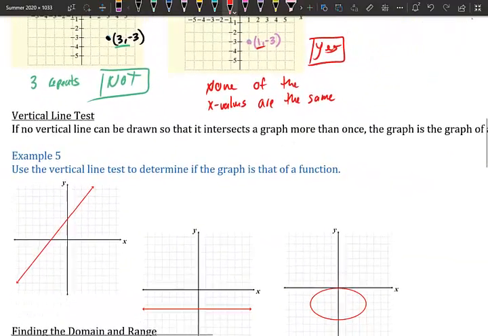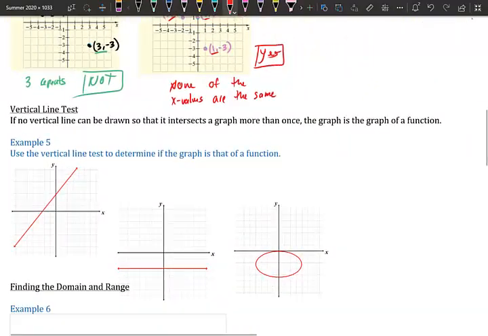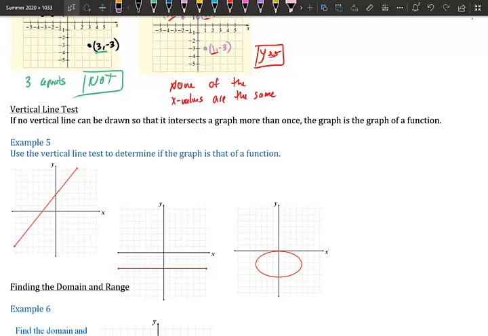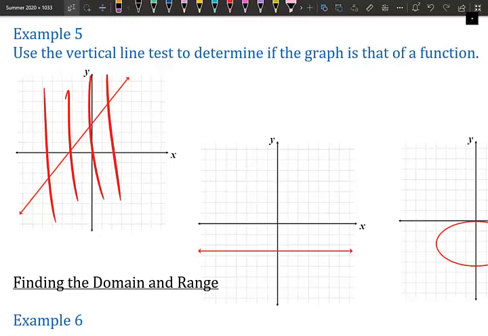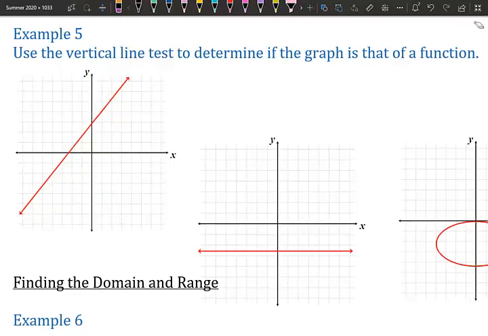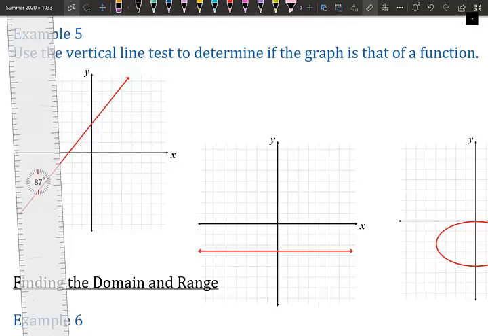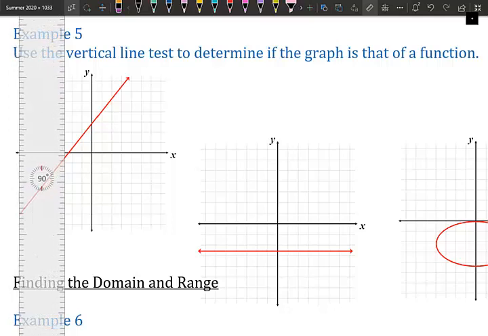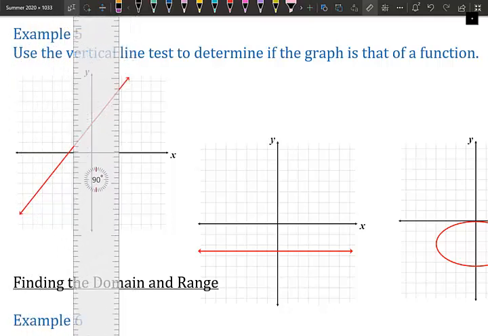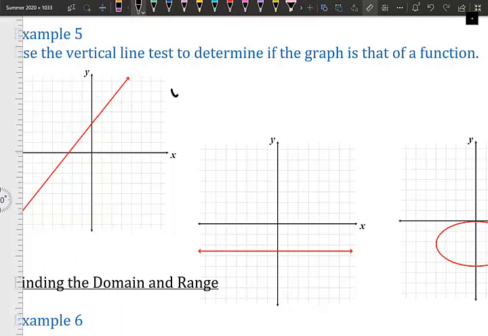Another way we can determine that graphs are a function is using the vertical line test. If no vertical line can be drawn so that it intersects a graph more than once, the graph is the graph of a function. Meaning, this is the one where you do the vertical line thing. I hate the way that looks though. So I like to use my ruler or piece of paper. So using my ruler, you see how I go across the red line, how it only touches it once? No matter what, it's only touching it once. So this is a function.